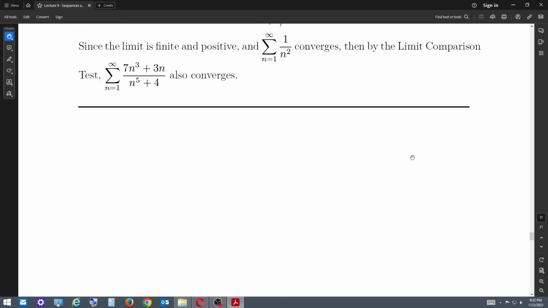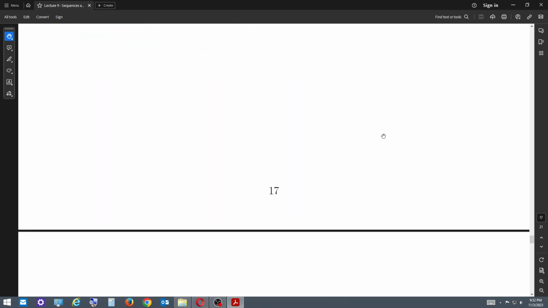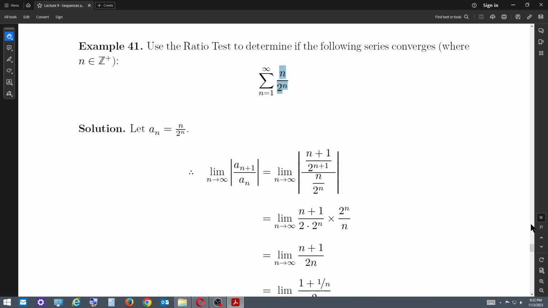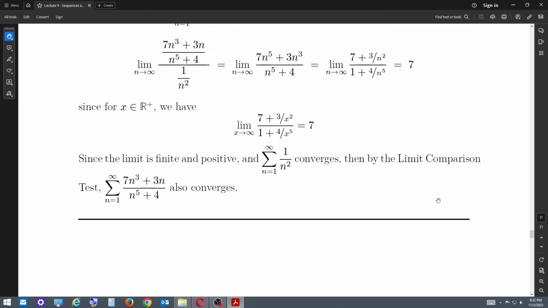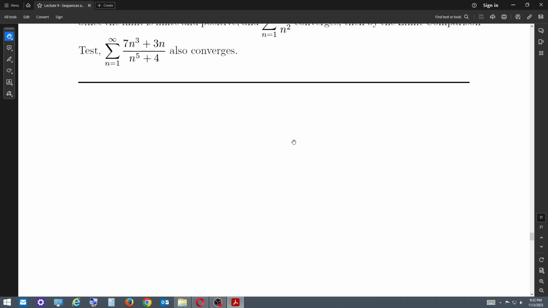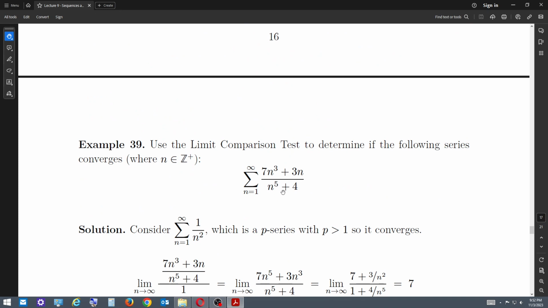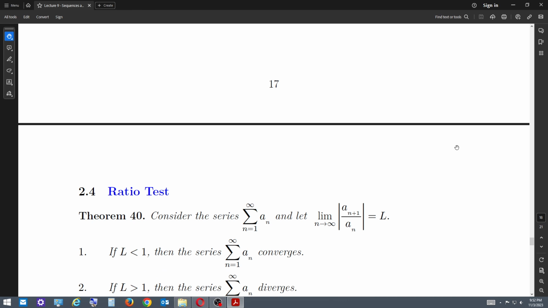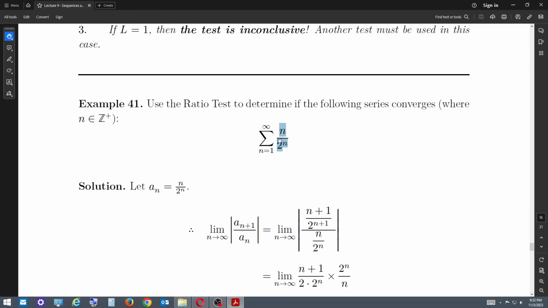Alright. But also, as I was saying, always remember the very first thing you should do is not even any of these tests. The first thing you should do, unless you're told to use one of these tests, then yes, go ahead. But if you're not told which test to use, the first thing you should check is the divergence test. Right now, I believe all of these series here would pass the divergence test. This one does, right? Because the limit of an will be 0. Alright, this one is not so easy to work out.